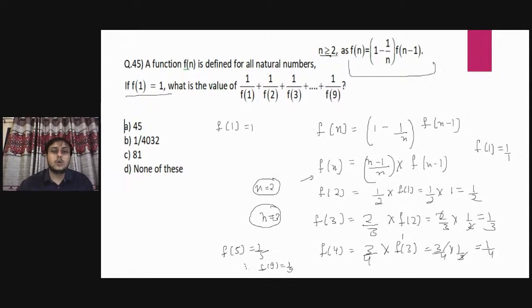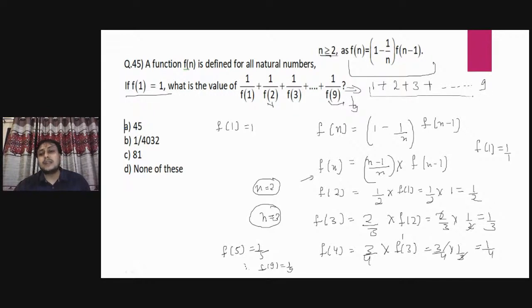So you have to find the value of this one. 1 upon f1 comes out to be 1. Similarly, 1 upon f2. f2 is 1 by 2, so 1 upon 1 by 2 means 2. Similarly, f3 is 1 by 3, so 1 upon 1 by 3 means 3. Similarly, f9 is 1 by 9. So 1 upon 1 by 9 is 9.